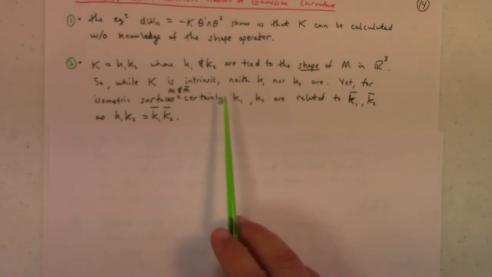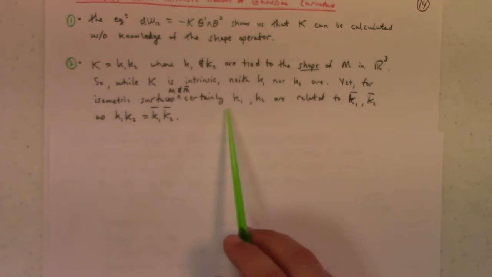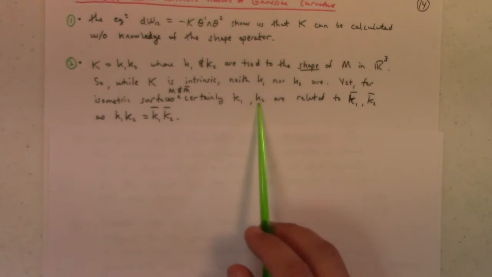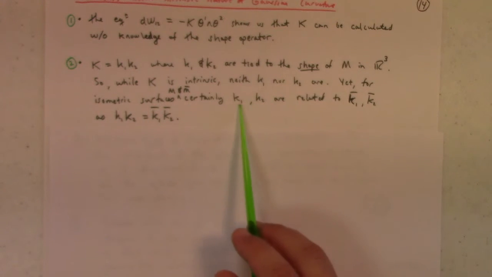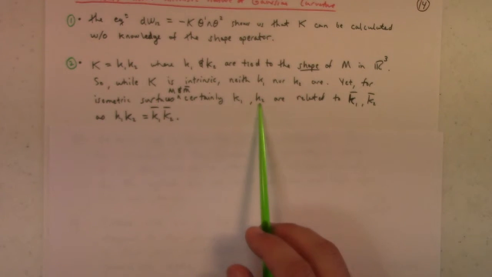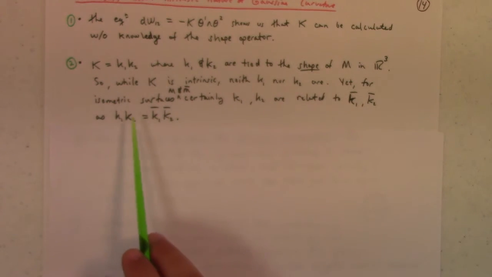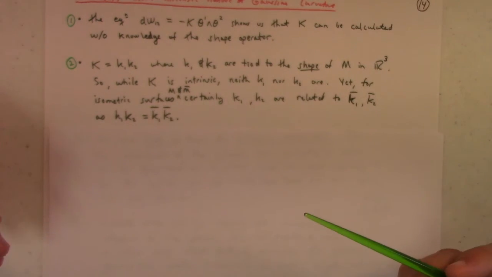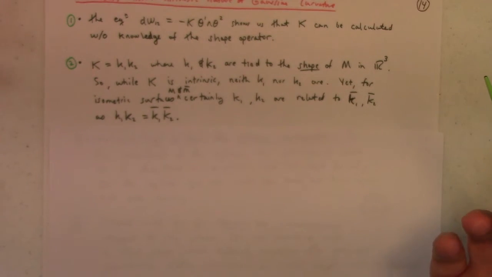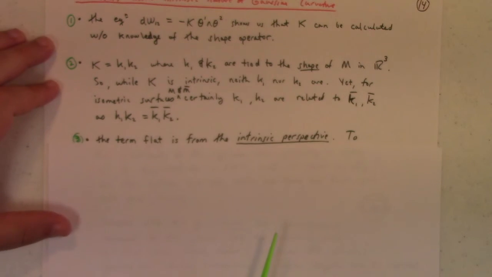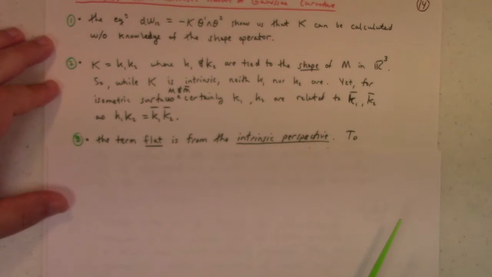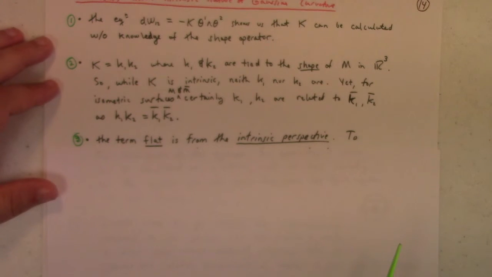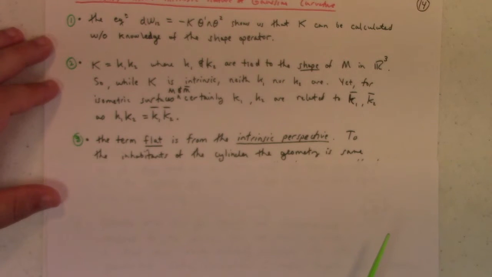So that's actually kind of interesting, right? Even though k1 and k2 are not intrinsic, it's still true that the principal curvatures of isometric surfaces are very much related. The principal curvatures don't have to be the same for two different isometric surfaces, but certainly their product does by Gauss's awesome theorem. Now, the term flat we used before, we said that the surface is flat if the Gaussian curvature is zero. Now we have some sense of why that is.